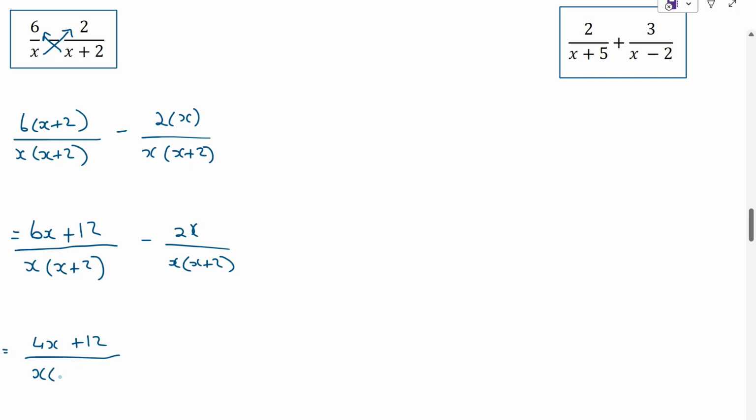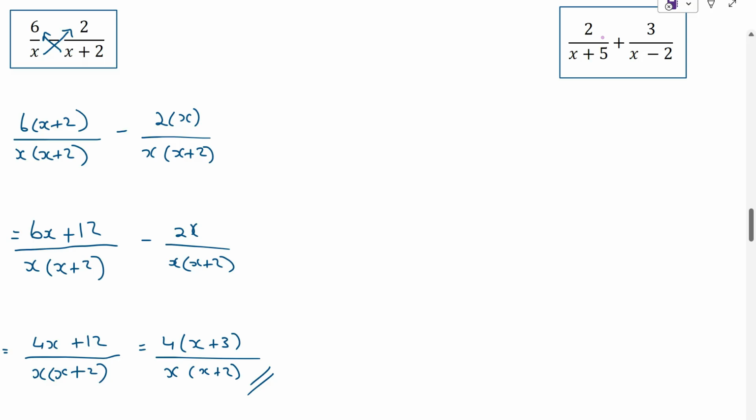All over x plus 2. And we can see the top can be factorized. So we just put that in brackets. 4 multiplied by x plus 3 all over x brackets x plus 2.